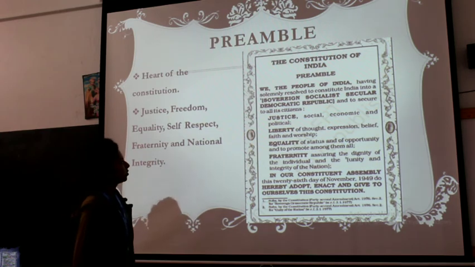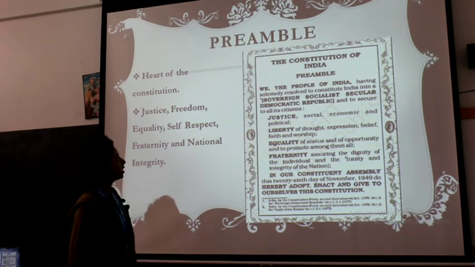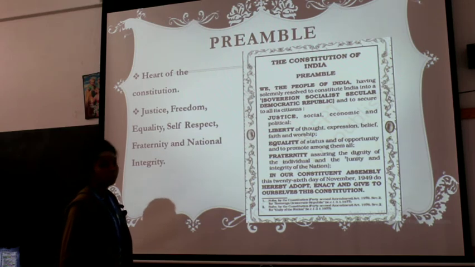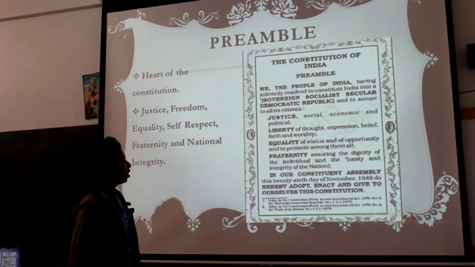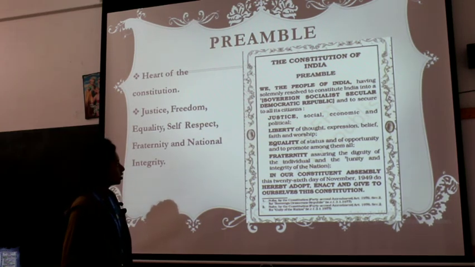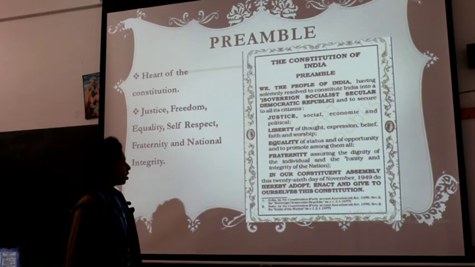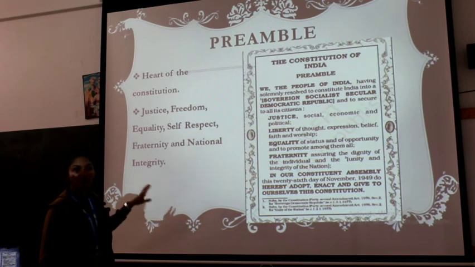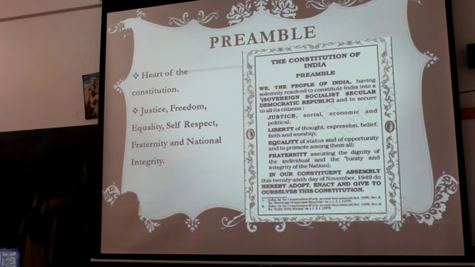We the people of India, having solemnly resolved to constitute India into a sovereign, socialist, secular, democratic republic, that is for the people, and to secure to all the citizens justice, liberty, equality, fraternity. So this is your preamble, which is considered to be the heart of the constitution. Alright.